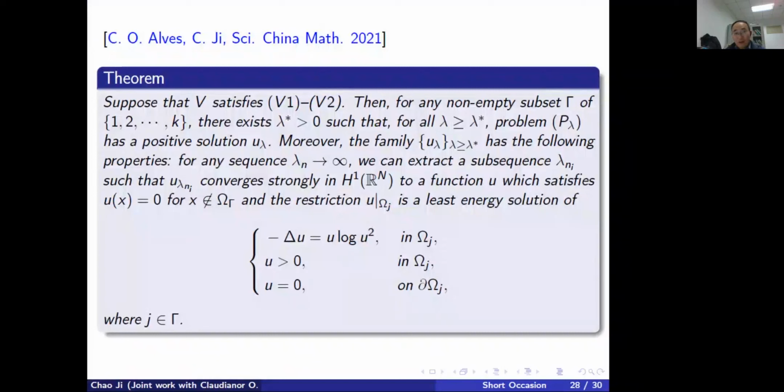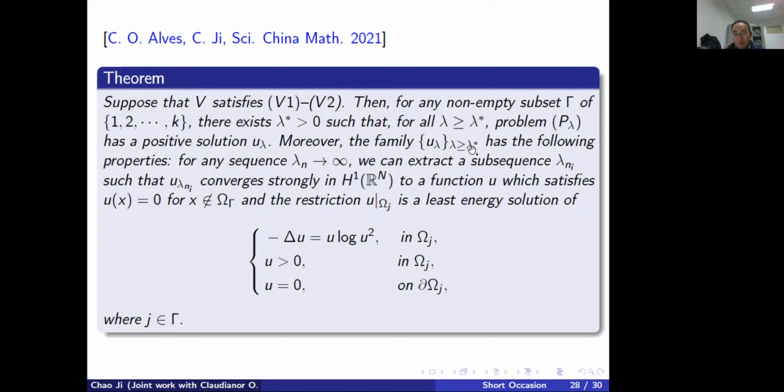Our result, later I'll show our method. Suppose that V satisfies V1 and V2, then for any non-empty subset gamma of this set, for example gamma is 1 and 2, there exists lambda star bigger than 0 such that for all lambda bigger than or equal to lambda star, problem P lambda has a positive solution U lambda. This is the existence of solution.